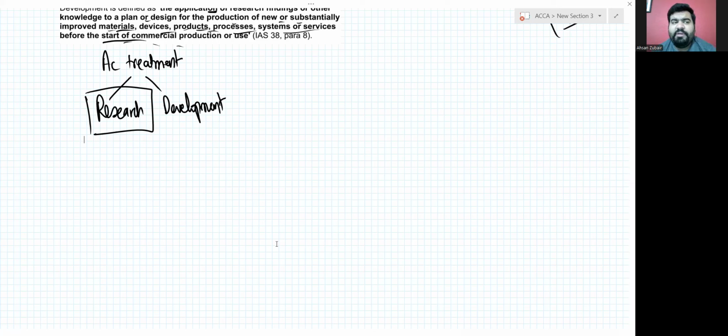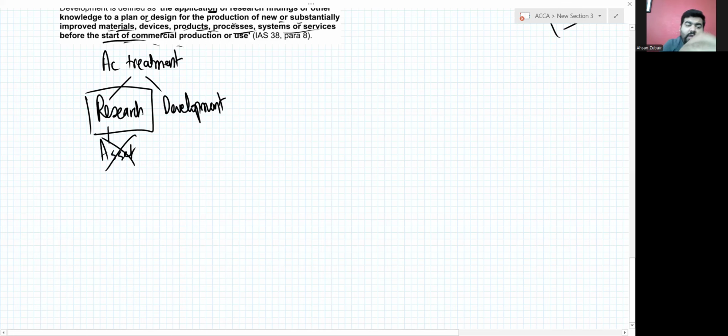The second definition of an asset is future economic benefit. So if research does not succeed, if research is not good, or if research is not giving you the benefit, it means it will not give you future economic benefit. So that's why it can't be classified as an asset, because it is not completing the definition of an asset.